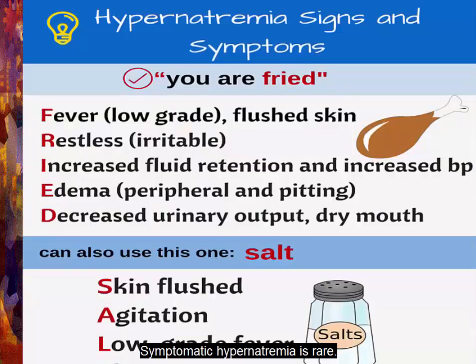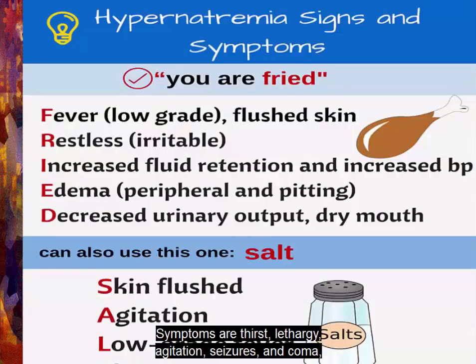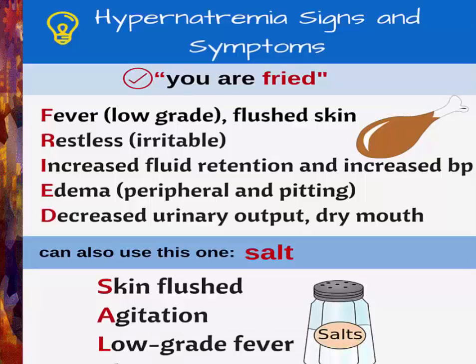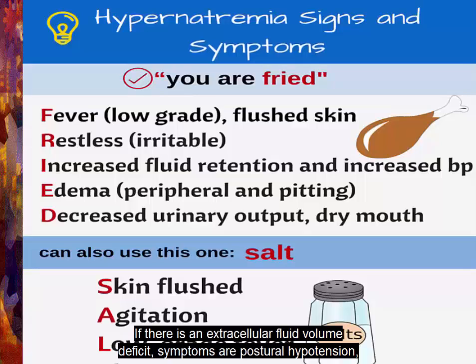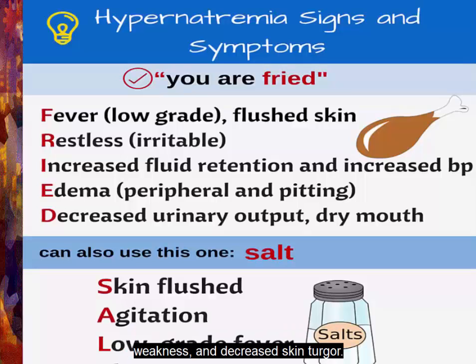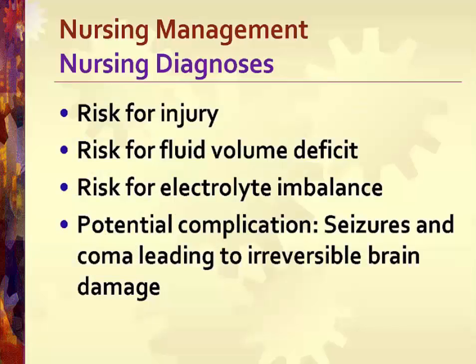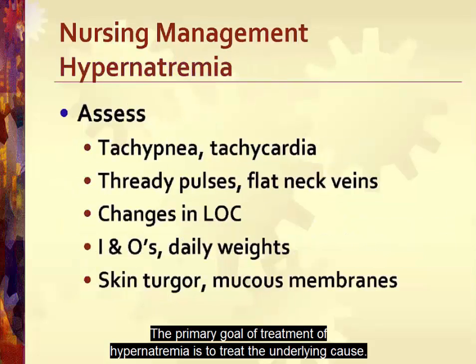Symptomatic hypernatremia is rare. Symptoms are thirst, lethargy, agitation, seizures, and coma, impaired level of consciousness, and symptoms of a fluid volume deficit. If there is an extracellular fluid volume deficit, symptoms are postural hypotension, weakness, and decreased skin turgor. The primary goal of treatment of hypernatremia is to treat the underlying cause.